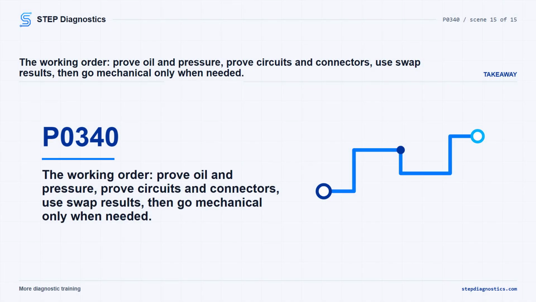The takeaway on P0340 is to prove the signal path before condemning parts. Oil and pressure first, then active code status, then 5-volt supply, ground, signal integrity, sensor swap results, and finally the mechanical timing and facer checks. Verify the repair under the same conditions that set the fault and make sure the code stays gone.